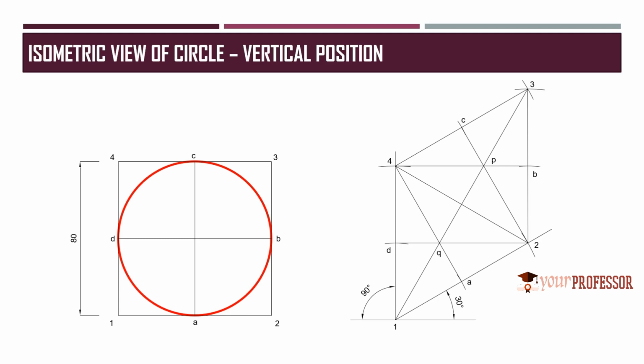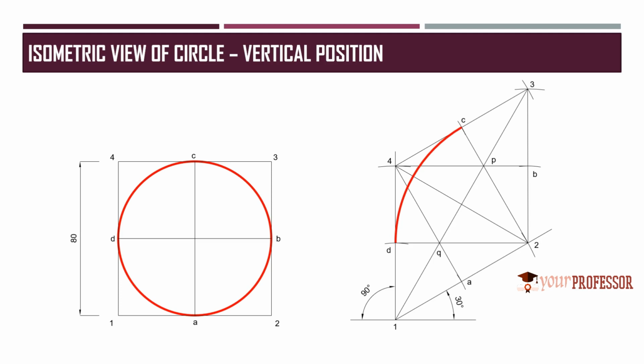So as I told, it is a 4 center method. Here we will consider 4 centers and we will have the isometric view of circle in vertical position. Let's do that. Consider 2 as center, 2D as radius, draw an arc like that. Here I have considered 2 as center, 2D as radius.